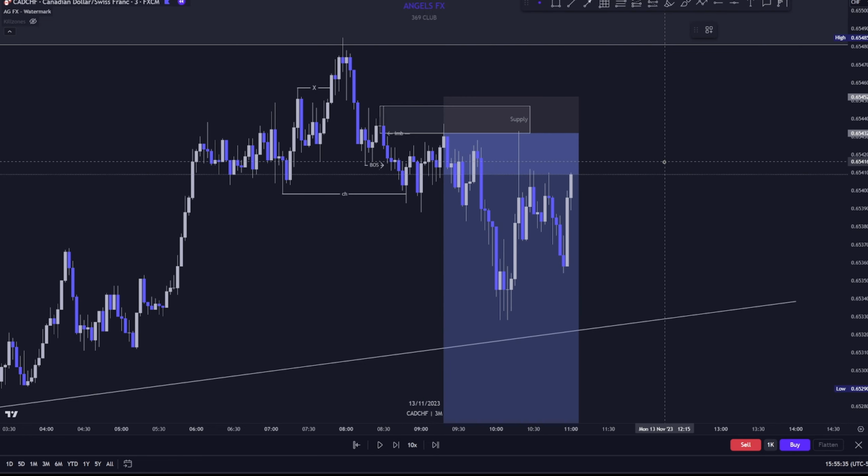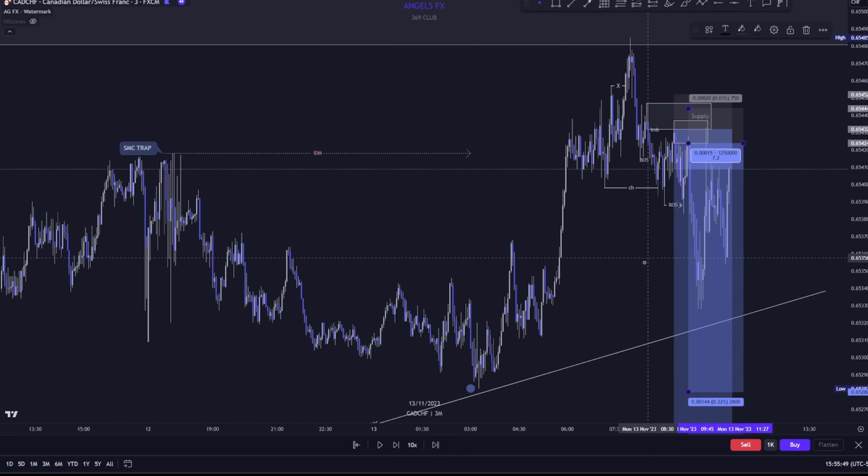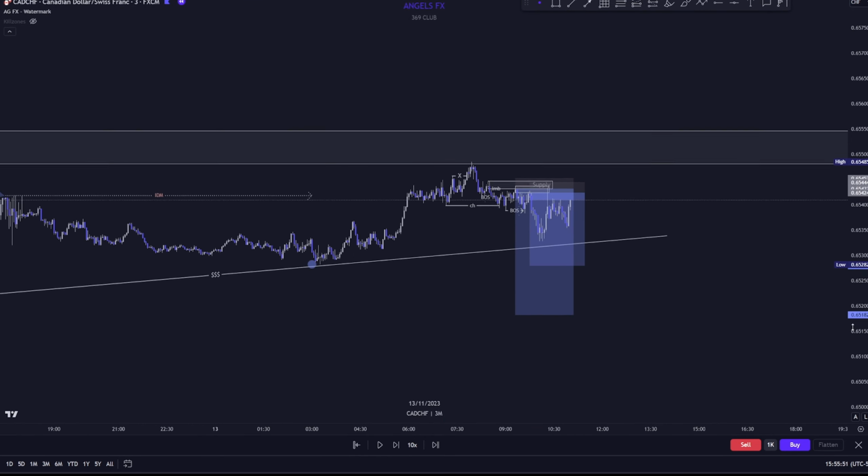Again we broke the structure right here, and we could enter from here. Boom, this is just a continuation trade. 2 pip stop loss here. Again, our take profit would be the same, guys.